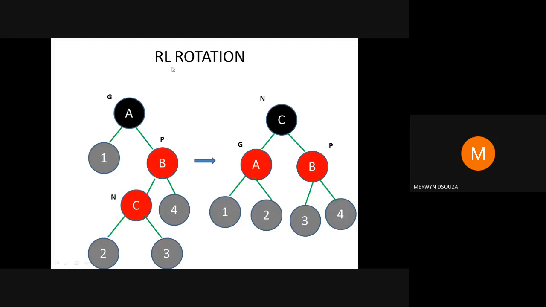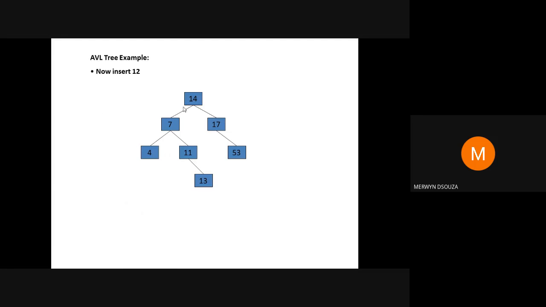So this is also a double rotation. LL and RR are single rotations. LR and RL are double rotations. Okay. Now you try to insert 12. When you insert 12, you will get it here. Now you calculate the balance factors.